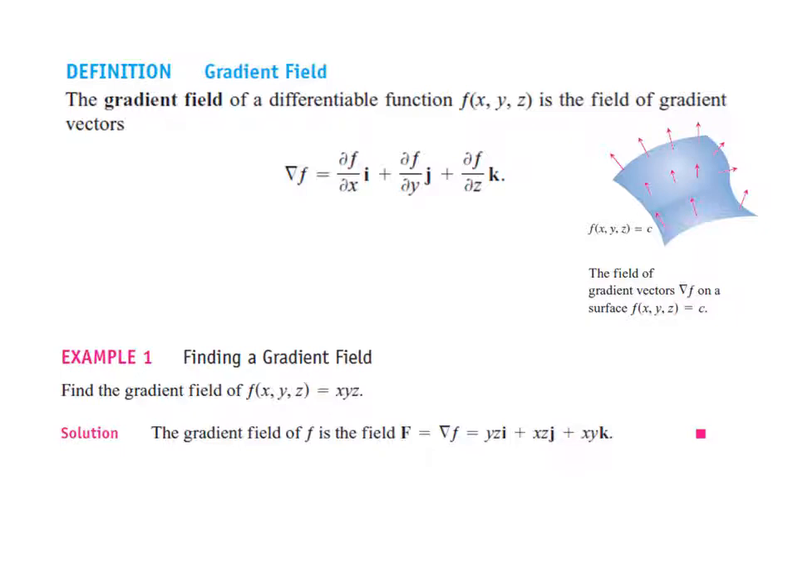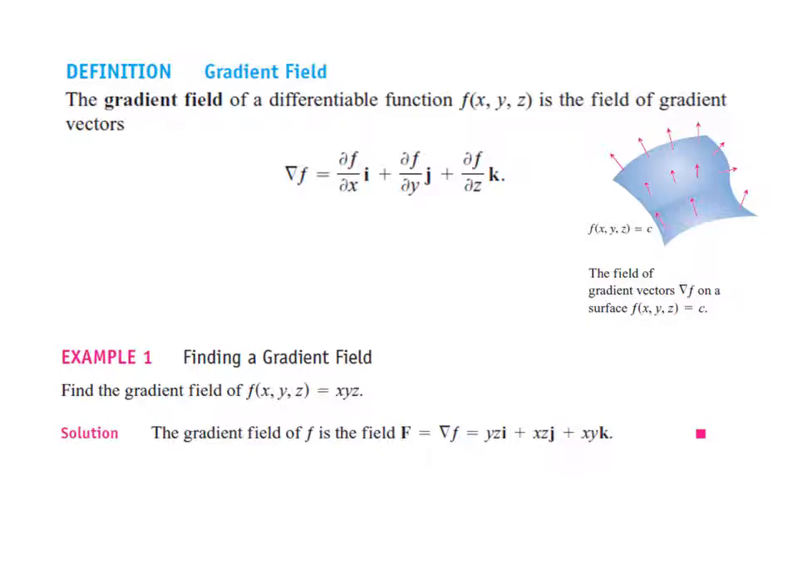For example, let us take the surface f is equal to c. Here you can observe that vectors are attached to each and every point of the surface. We know the derivatives of f: dou f by dou x, dou f by dou y and dou f by dou z are the derivatives of f, and moreover, these represent the rate of change of the surface along the directions.